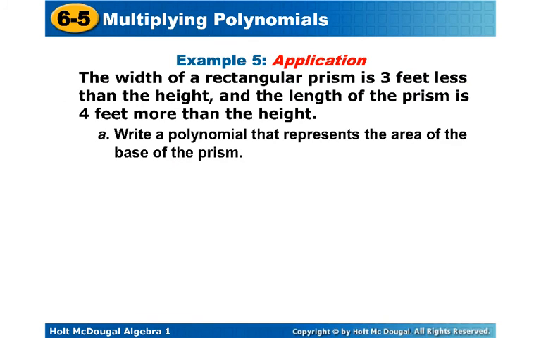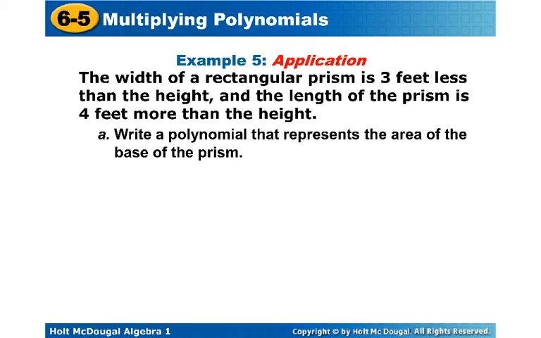So, here we go. The width of a rectangular prism is 3 feet less than the height, and the length of the prism is 4 feet more than the height. Write a polynomial that represents the area of the base of the prism.